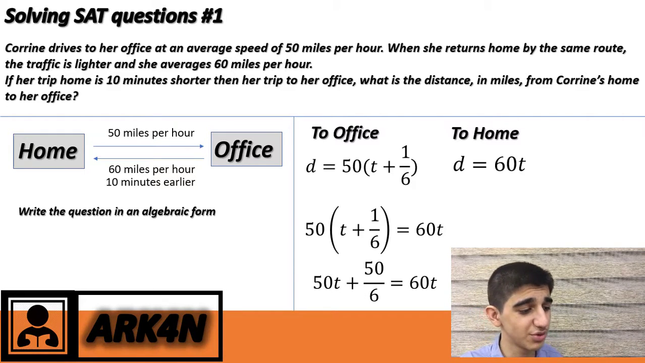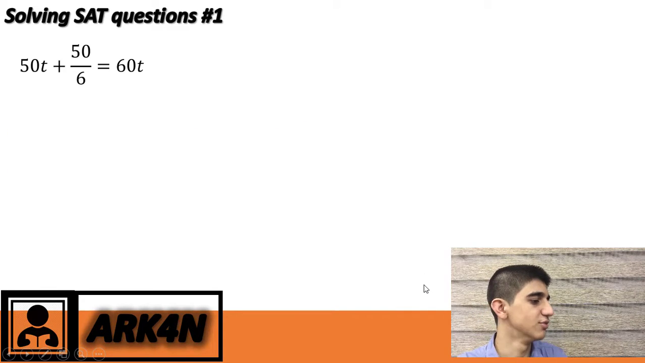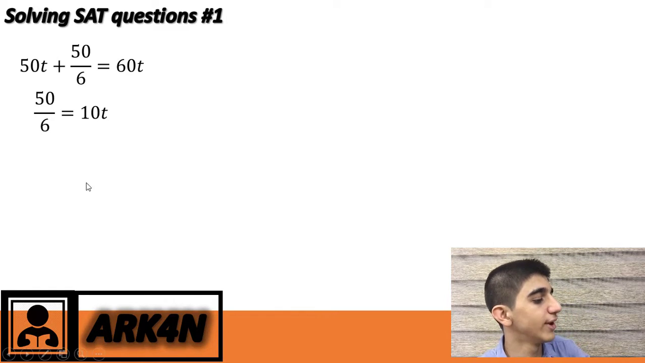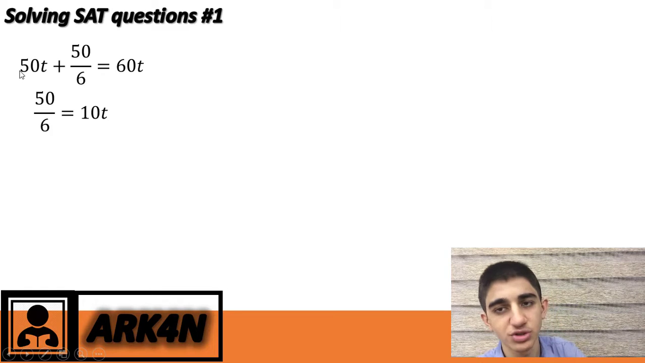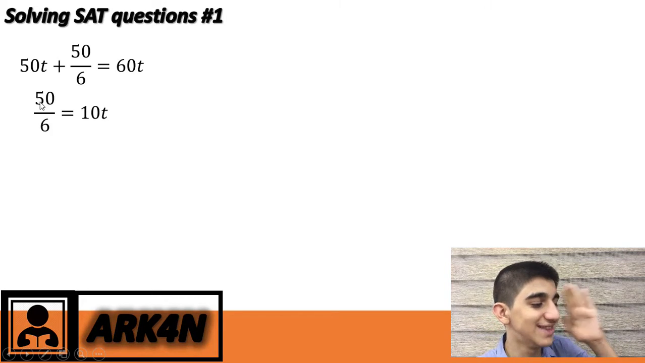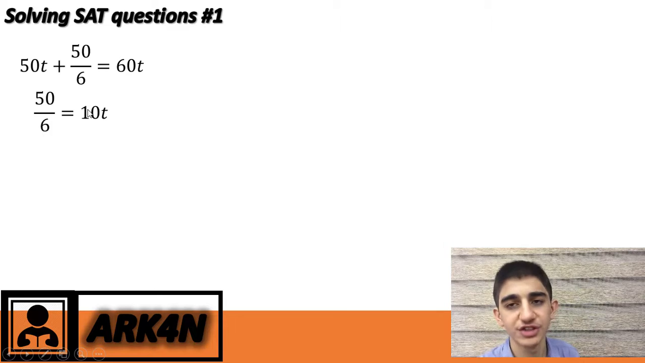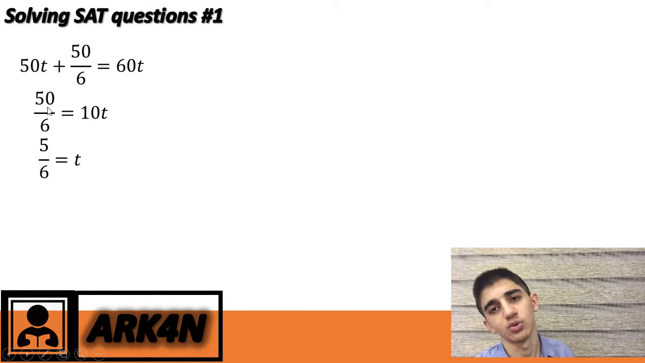Yeah, we distribute this 50. We get 50 times t, 50t, and 50 times 1/6, 50/6, equals 60t. Then, moving to this page, 50t plus 50/6 equals 60t. We subtract 50t from both sides. We get 10t. Then, multiplying by 1/10 or dividing by 10 on both sides, we get 5/6 equals the t.